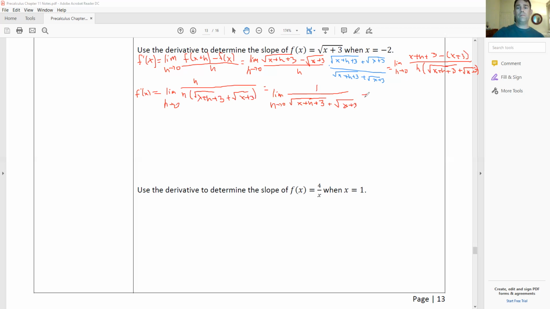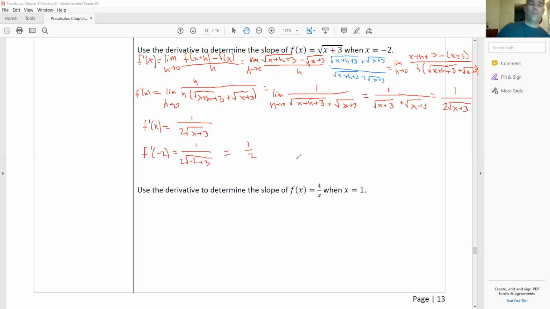And when you plug 0 in there, you have 1 over the root x plus 3 plus root x plus 3, which is 1 over 2 root x plus 3. Now, friends, we have our derivative. So we just have to plug in our value now to figure out what the slope would be. So 1 over 2 times -2 plus 3, which would be 1. So this whole thing is 1/2.